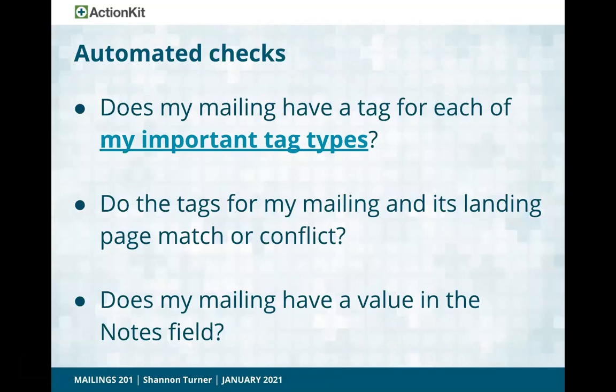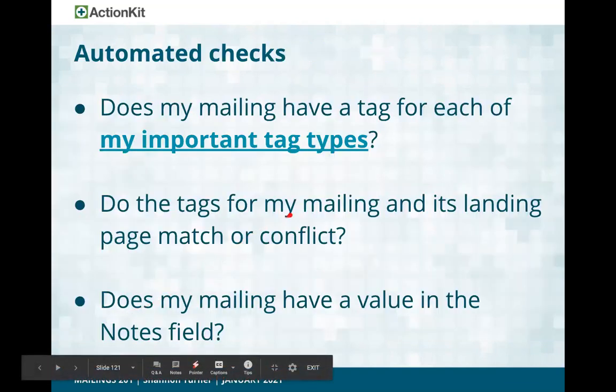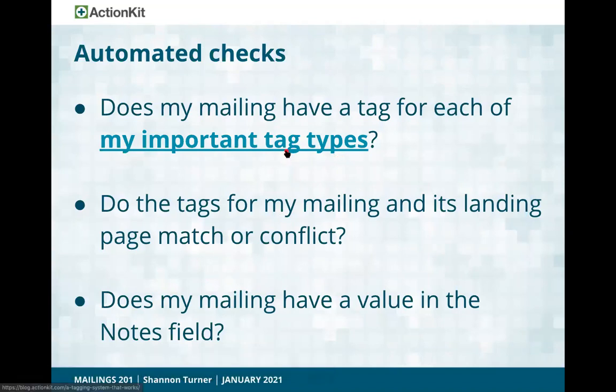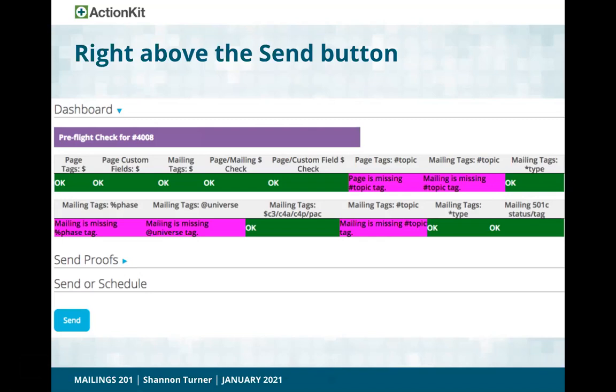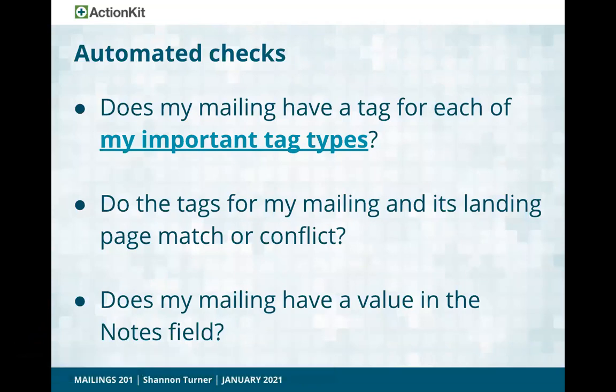So I'm going to give a few examples of some of the automated checks that I did when I was building out this dashboard, and things that you could do too. So does my mailing have a tag for each of my important tag types? And this links to a blog post that I did about how you can use a tagging system that uses tags that have different types. Like these sorts of tags are for the topics, and we have tags for who's going to receive this mailing, and so on. Do the tags for my mailing and its landing page match or do they conflict?